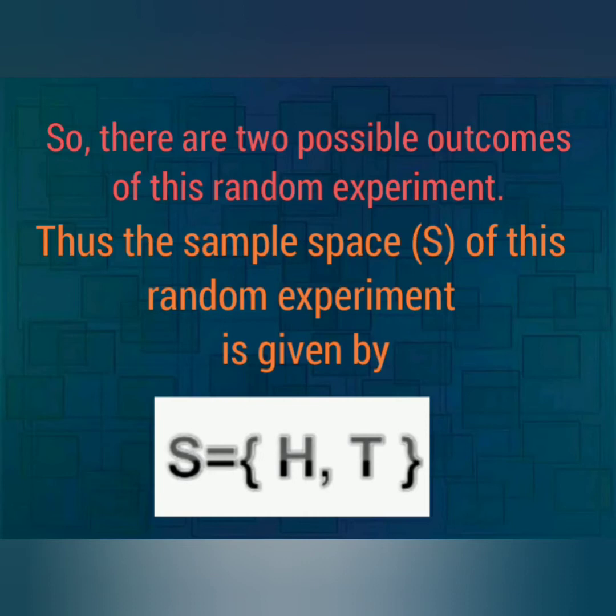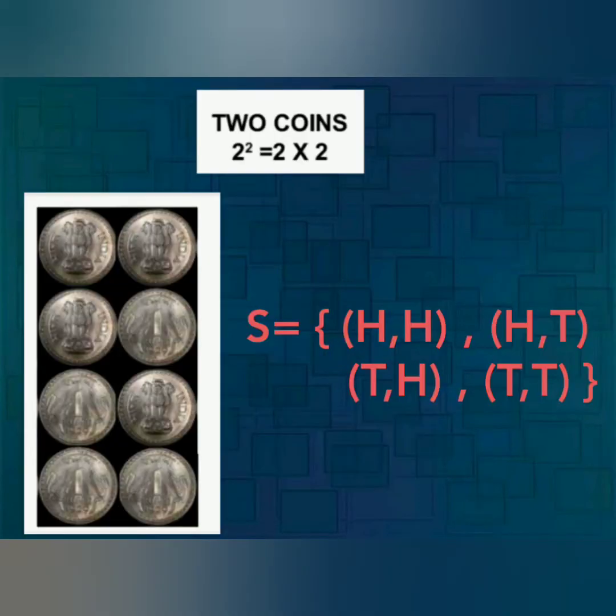Next example, when two coins are tossed together, then the sample space is: head on the first coin and head on the second coin. Next one, head on the first coin and tail on the second coin. Third one, tail on the first coin and head on the second coin. Then fourth one, tail on the first coin and tail on the second coin. Thus, the corresponding sample space is S = {HH, HT, TH, TT}.